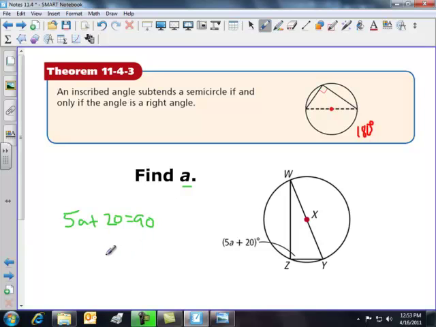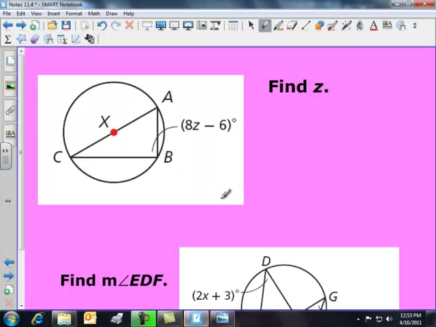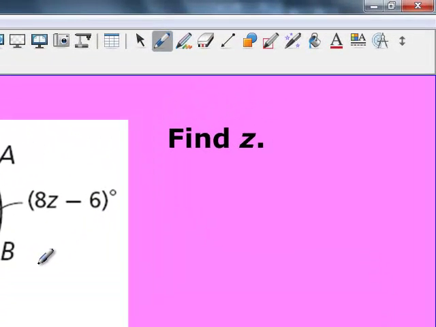So we'll subtract the 20 from both sides. We get 5A equals 70. Divide both sides by the 5. And what we get for A, which is what we were supposed to find, we would get 14. Alright? So we can kind of use that same idea here.